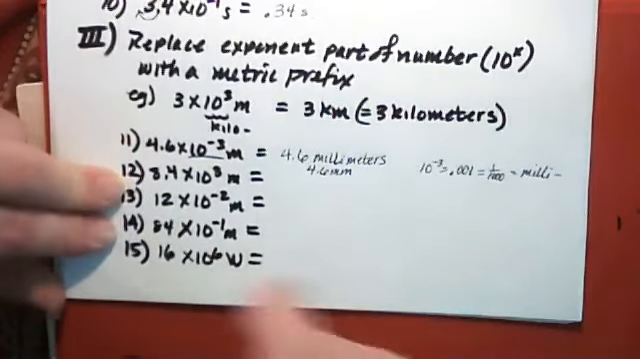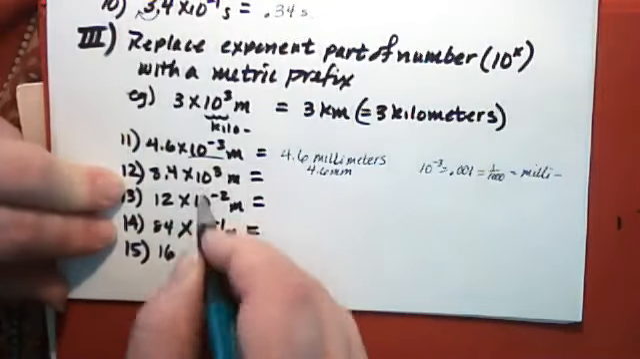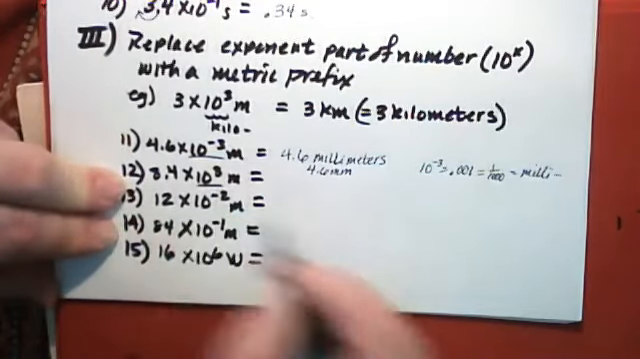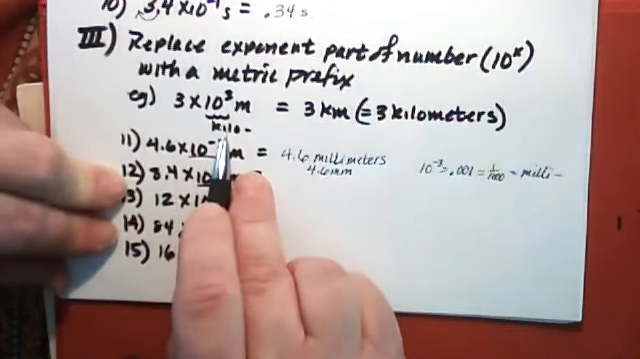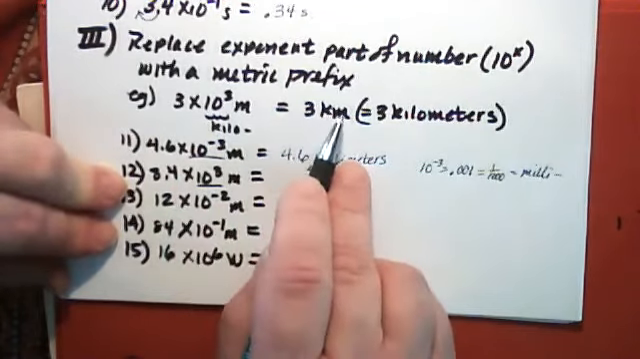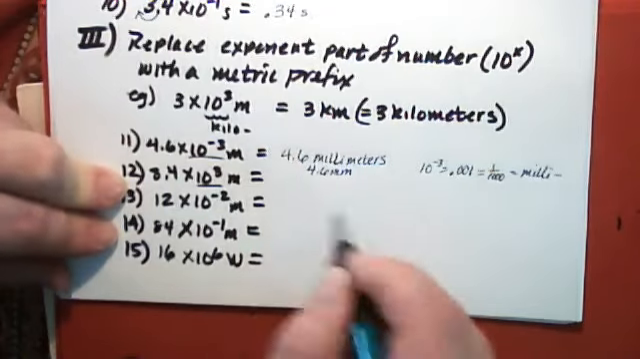The next one is 8.4 times 10 to the third meters. Well, actually, we saw that up here. 10 to the third corresponds to kilo, and so you can just use km, or you can write it out as kilometers.